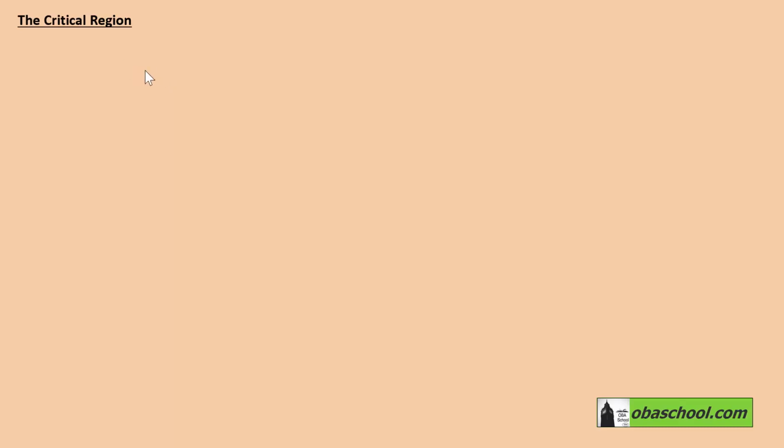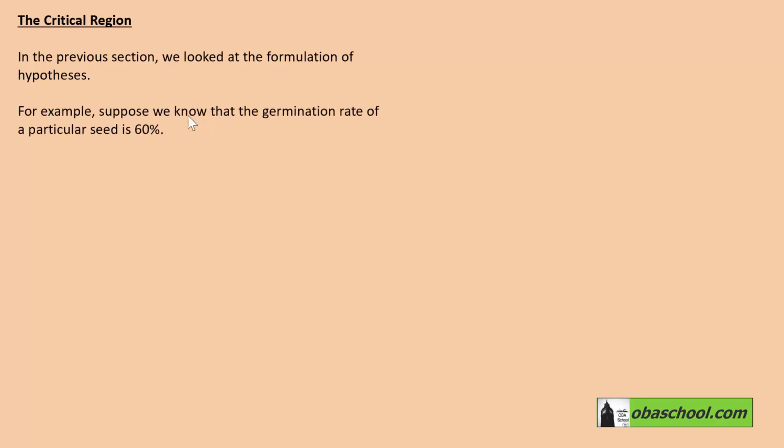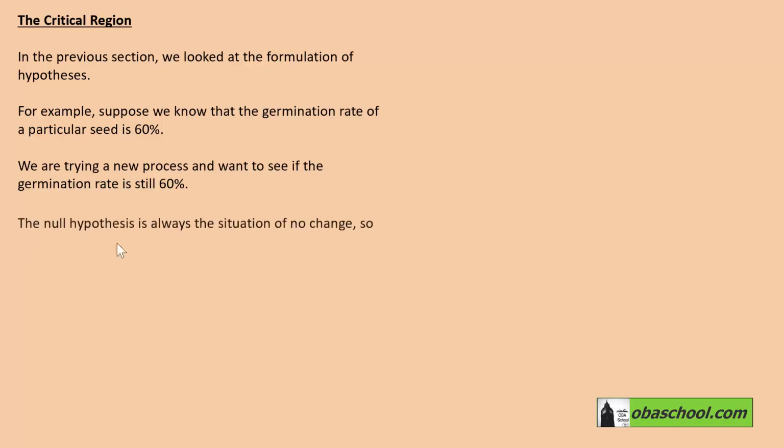The critical region. In the previous section, we looked at the formulation of hypotheses. For example, suppose we know that the germination rate of a particular seed is 60%. We are trying a new process, maybe some fertilizer or something, and want to see if the germination rate is still 60% under the new conditions. The null hypothesis is always the situation of no change. So the null hypothesis would be that p is equal to 0.6.